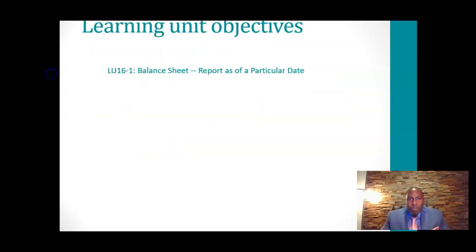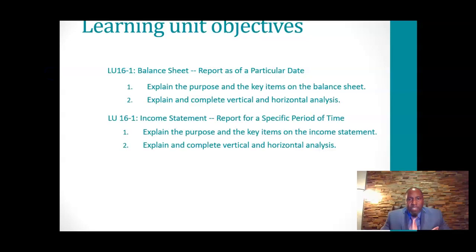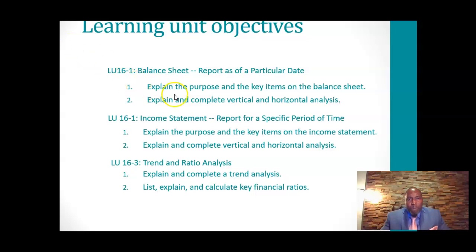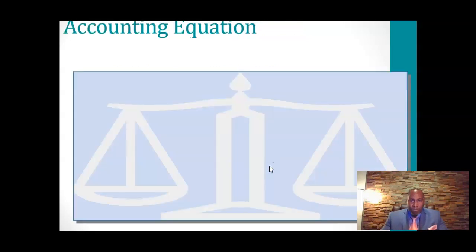When you think about financial reports, whether it is the balance sheet or the income statement, these are reports prepared by companies that tell us certain information about that business organization. We'll first look at what's known as a balance sheet and discuss its components. We'll then look at a statement known as an income statement and discuss its components. And last, we have what we call trend and ratio analysis. So you ready? Let's go.